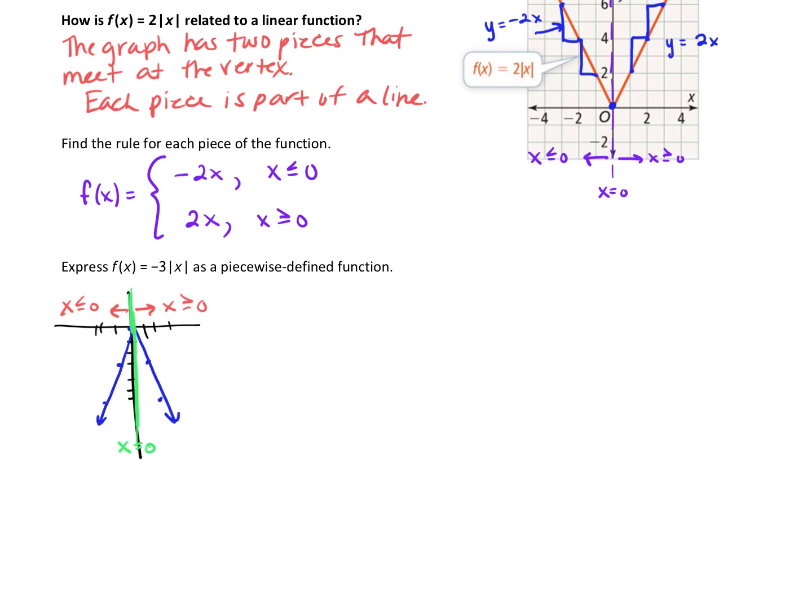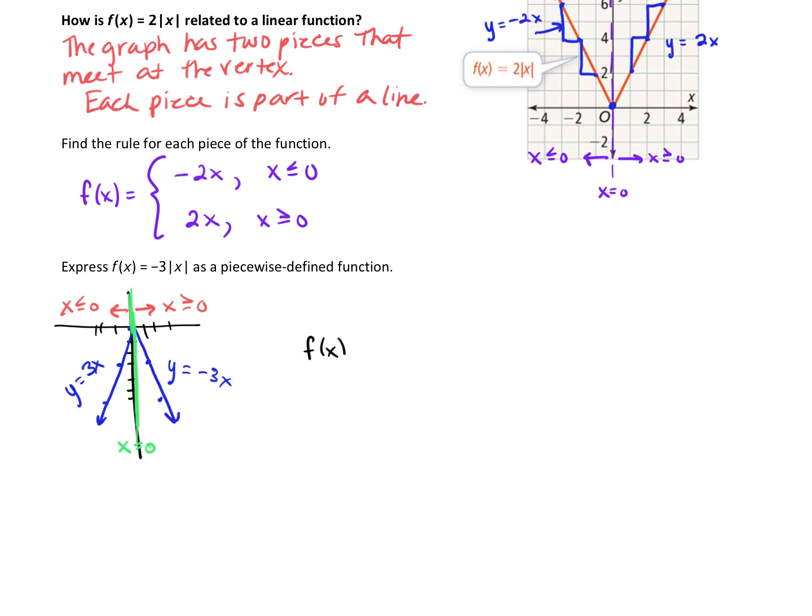So on the left side, we have the function y equals positive 3x, and then the y-intercept is up here at 0, so plus 0. So we can just say y equals 3x. Now this right side, this line is down 3 to the right 1, down 3 to the right 1. So that function is y equals -3x. Again, I can see that our y-intercept is 0. And so we're going to put this together as one piecewise function.